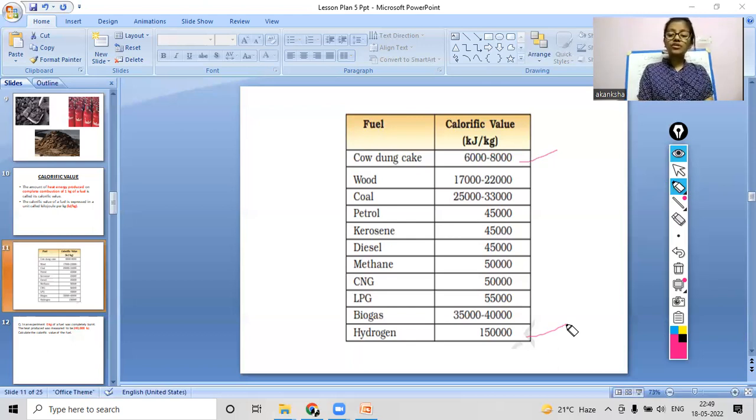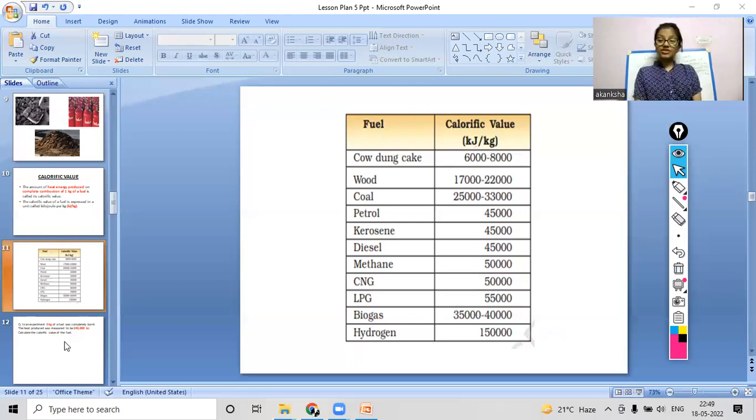And cow dung, we are not using it widely because it has a very low calorific value. It means we have to burn a lot of it before we reach a certain amount, and only then will it give a certain amount of efficiency. That's why we are not using cow dung in greater amounts. So this is the reason. Now are you all clear with the concept of what calorific value is? Okay, so now we will move on ahead.